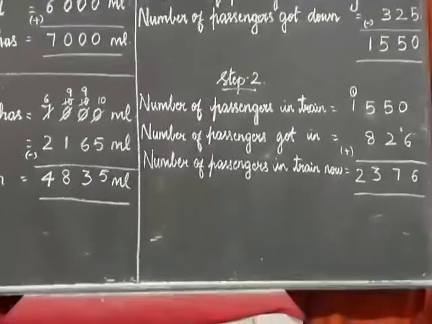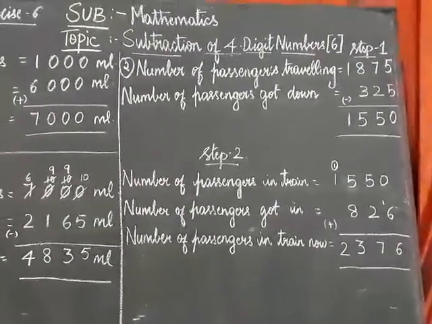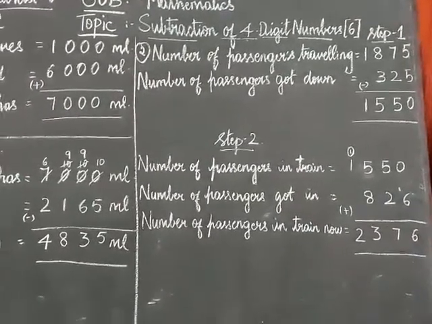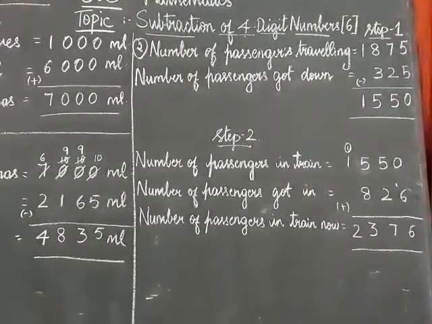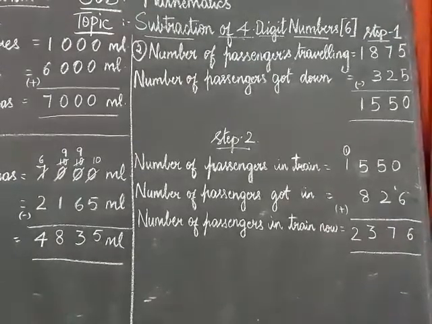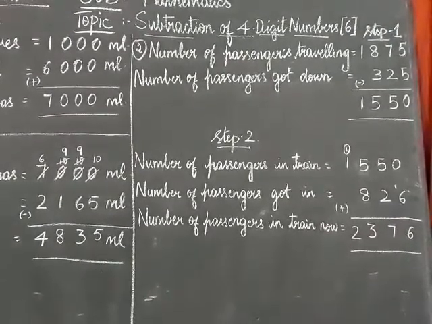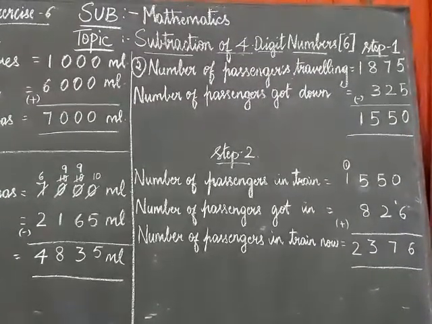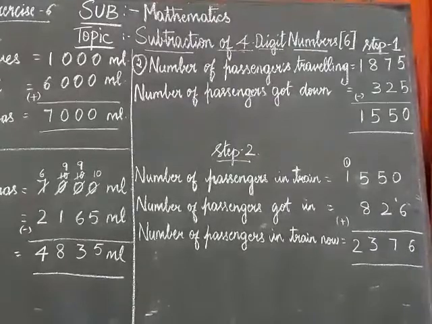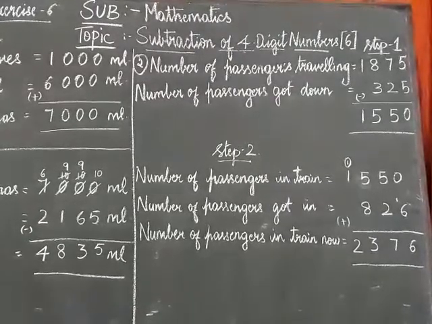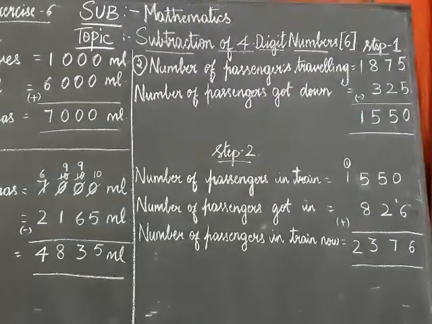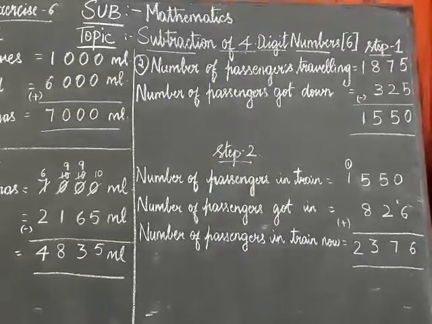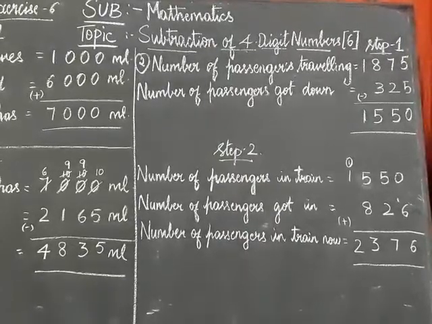Next, the second word problem. There were 1875 passengers traveling in a train. Out of these, 325 passengers got down and 826 passengers got in at a station. Now, if you are also traveling in a train, you see passengers getting down and getting in the train. This problem is of that same situation.